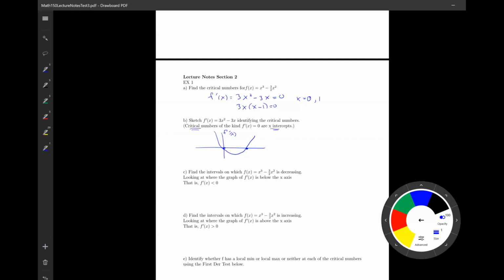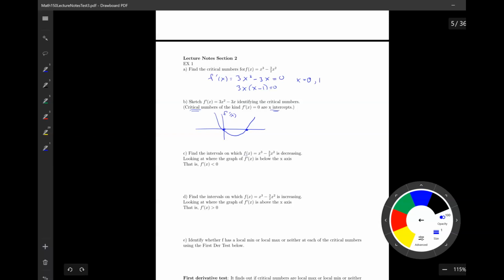Okay, so if I'm looking to find out where the function is decreasing, f of x will be decreasing when the derivative graph is below the x-axis, or negative. So that is on the interval 0, 1. And we don't include the endpoints because we want where the derivative is negative, and negative is not 0.